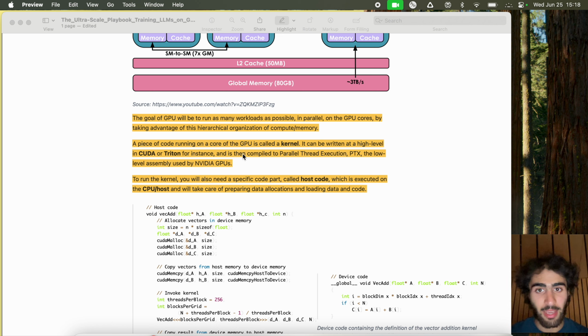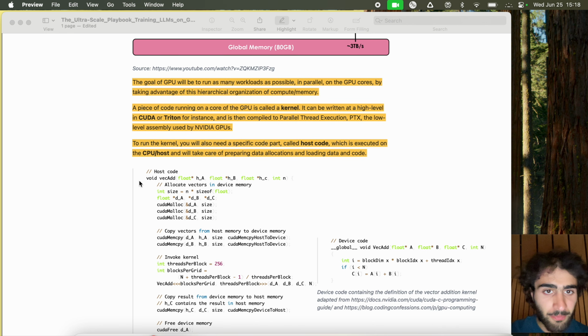And then there's also PTX, which is the low-level assembly used by NVIDIA GPUs themselves, so parallel thread execution. And I've heard that DeepSeek was coding in PTX in order to have the most optimized thread and memory allocation with their latest models, so V3 and R1.